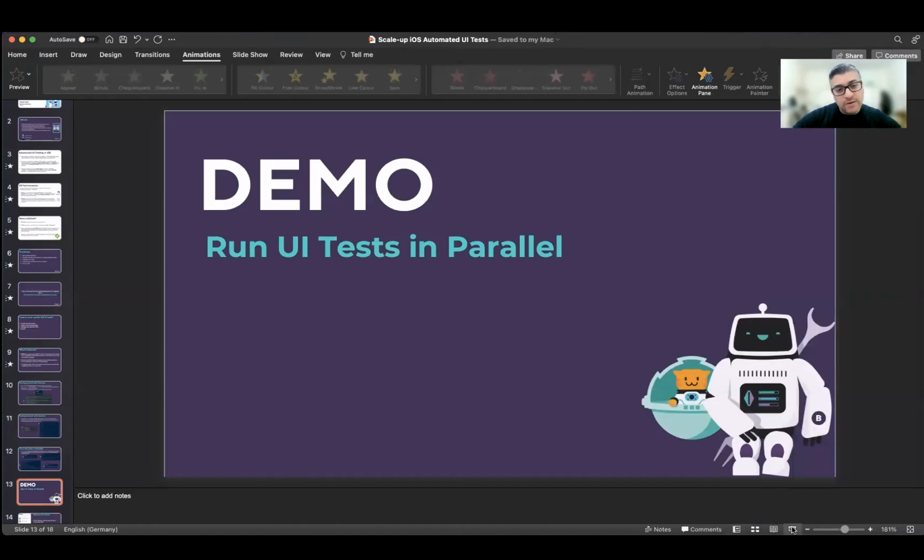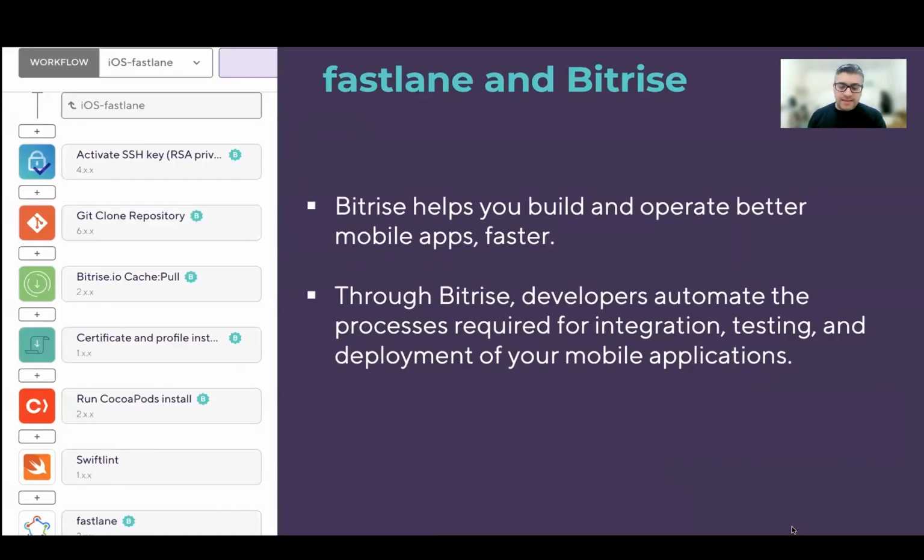So now let's continue to the second part of our presentation, which is how we can run Fastlane on Bitrise or on your CI server. Bitrise, as I mentioned, is a CI/CD platform as a service. It helps you to build and operate better mobile apps faster. Through Bitrise, developers automate the processes required for integrating, testing, and deploying their mobile apps.